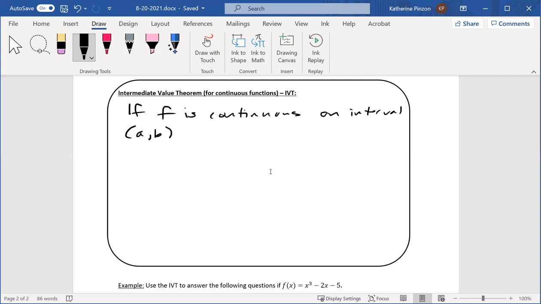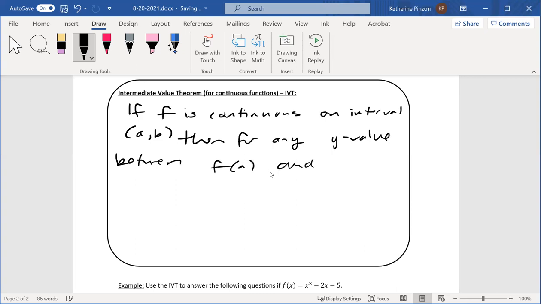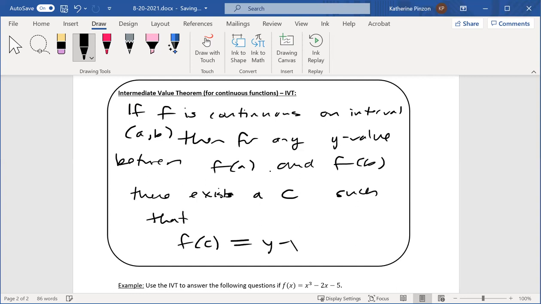So if f is continuous on an interval [a, b], then for any y value between f of a and f of b, there exists a c such that f of c equals that y value.